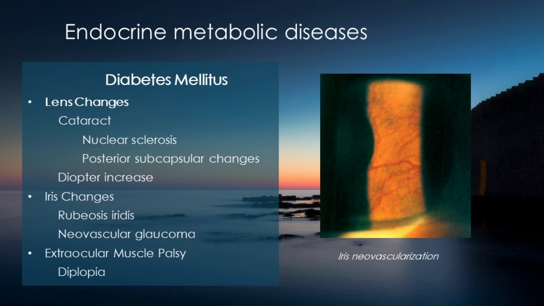Changes in the lens include cataracts and sudden changes in the refraction of the lens. Rubeosis iridis stimulated by retinal neovascularization in severe diabetic retinopathy results in secondary glaucoma ultimately. Diabetics often experience sudden diplopia caused by paralysis of one of the extraocular muscles. It usually recovers completely.